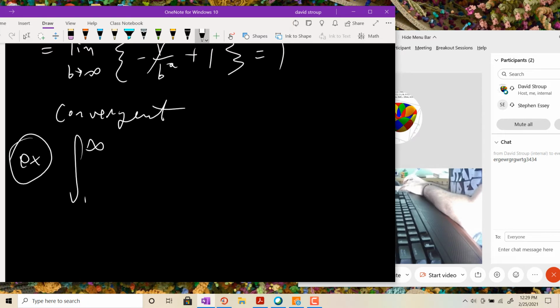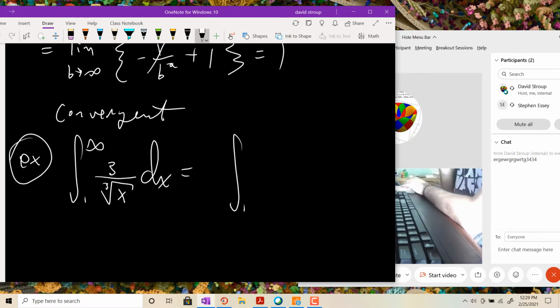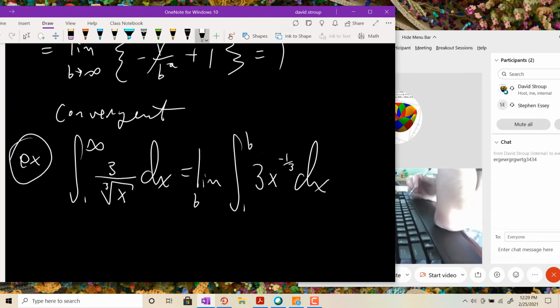So they got the integral from 1 to infinity of 3 all over the cube root of x dx. And it's the same kind of problem, right? So you see, all right, I can replace this with a b. Let's rewrite the integrand so it's a little easier to evaluate. And then, of course, we need to take the limit as b goes to positive infinity when we're done.